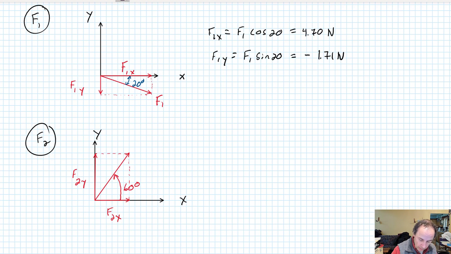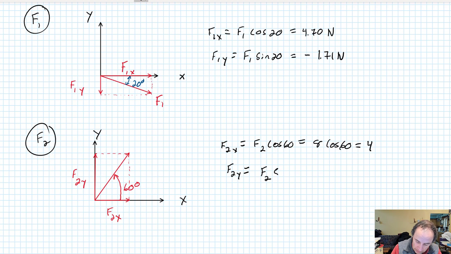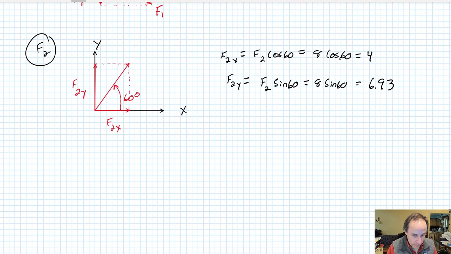So we're going to do the same thing we did for force 1. We're going to find the components. So F2 in the x direction is the magnitude of the entire force times the cosine of 60, which gives us 8 cosine 60, or 4. In the y direction, same thing, it's only sine. 8 sine 60 gives 6.93. Okay, so we've broken both of the forces acting on the body into components.